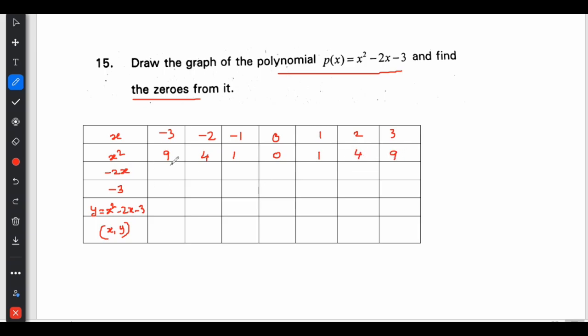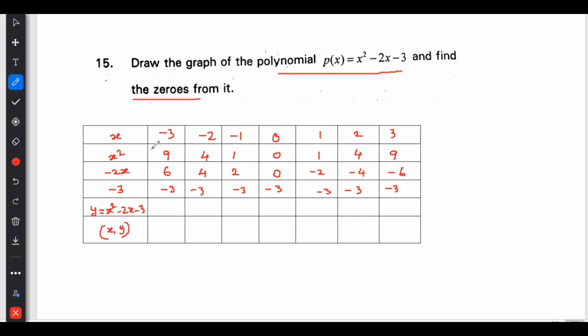Then minus 2 times minus 3, that will be 6. Minus 2 times minus 2 will be 4. Minus 2 times minus 1 is 2. Minus 2 times 0 is 0. Minus 2 times 1 is minus 2. Minus 2 times 2 is minus 4. Minus 2 times 3 is minus 6. Then minus 3 is a constant term. We can replace the minus 3 for each and every calculation here.